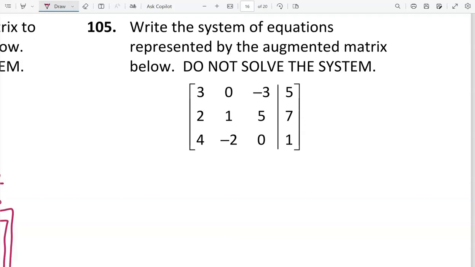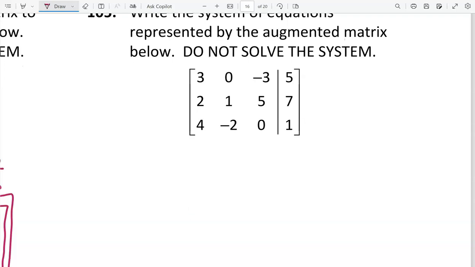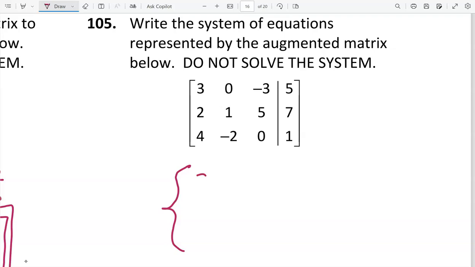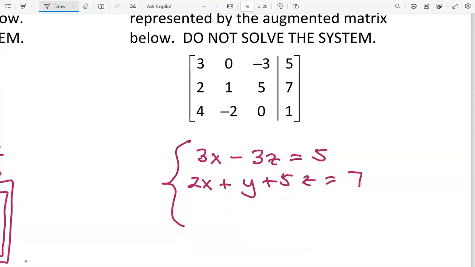In number 105, we write the system of equations that's represented and do not solve it. So this is just going in the reverse direction. Systems of equations have a brace that joins them together, 3x plus 0y, and you can write the 0y if you want, but you don't have to, minus 3z is equal to 5. Second equation, 2x plus 1y, which is just y, plus 5z is equal to 7. And the third equation, 4x minus 2y, and no z term for this one, equals 1.